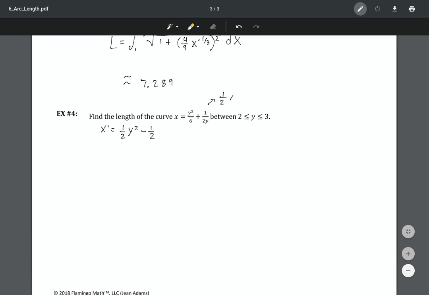1/2 I can write like this: 1/2 to the -1. So that's what I'm going to do here. I'm going to subtract 1 from the power. Bring the negative down, subtract 1 from the power. So that's going to give me y to the -2.